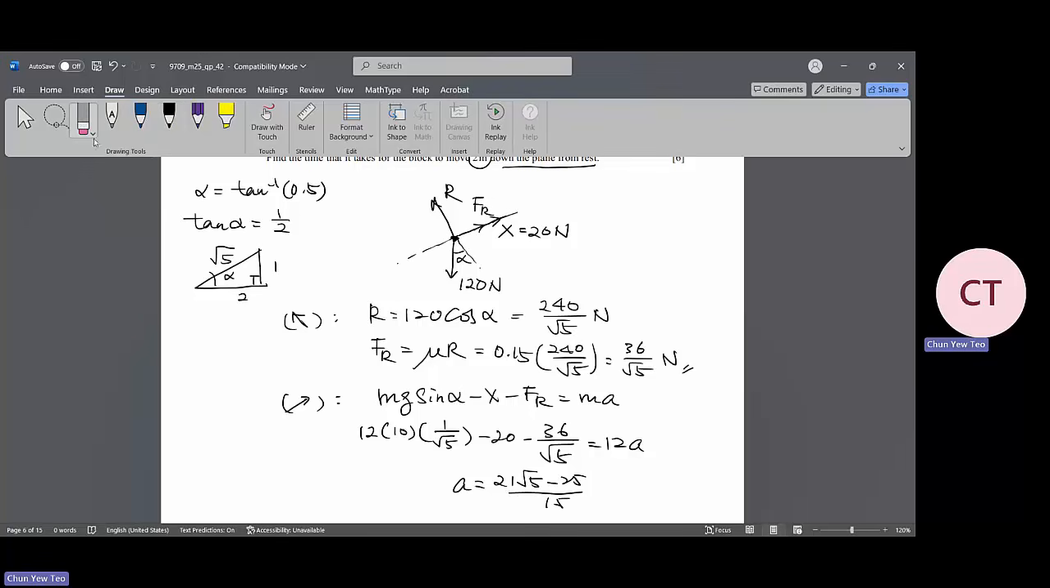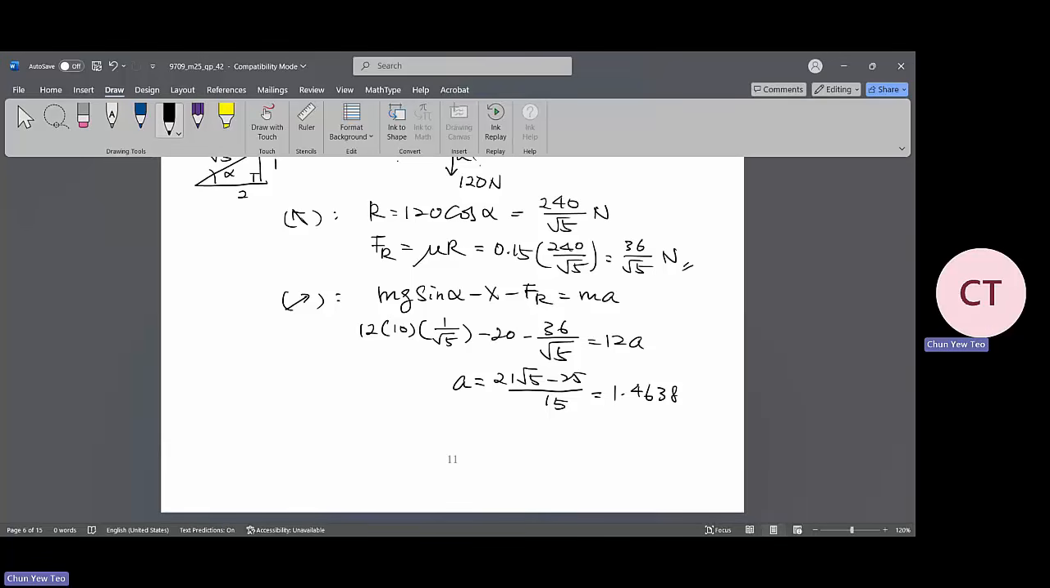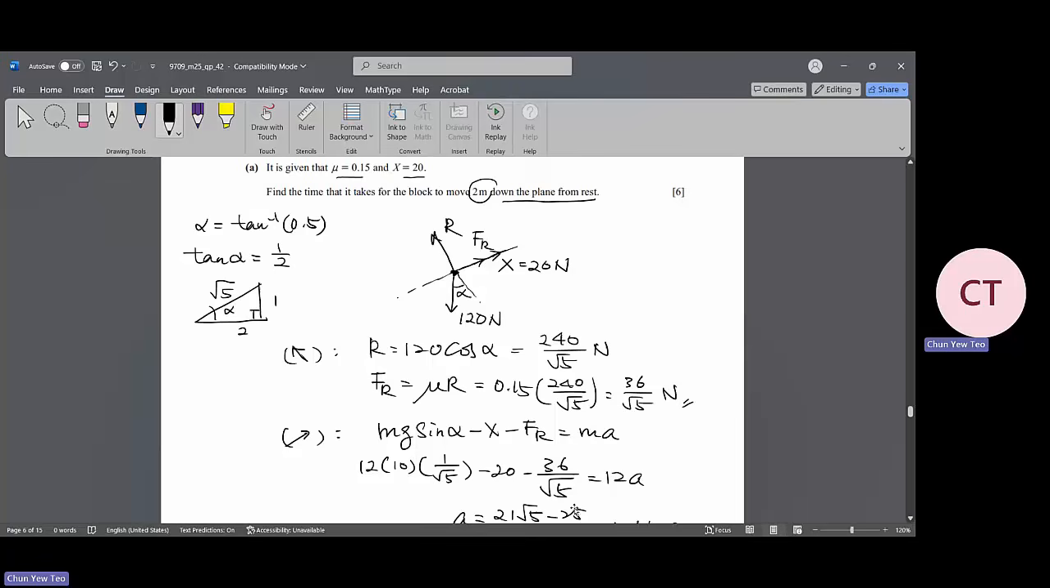But the question didn't mention that the answer must be in exact value form. You can press the calculator by giving the answer in decimal if you want. So this one, you can press it yourself. So it's 1.46, correct to 3 significant figures. Maybe we can write extra, 5 significant figures, and I rounded it up to become 3 significant figures. Okay, so that will be the answer for part A.